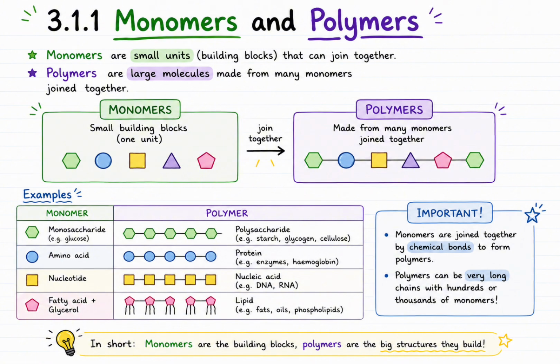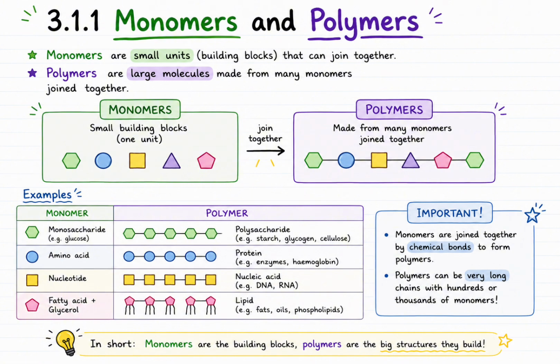Polymers are therefore large molecules composed of repeating monomer units arranged in long chains or complex structures. In biological systems, these polymers are incredibly important because they allow organisms to create molecules with specialized structural and functional properties. A useful way to conceptualize this is to think of monomers as individual units of information or material, whereas polymers represent the completed macromolecule formed from the repeated assembly of those units.